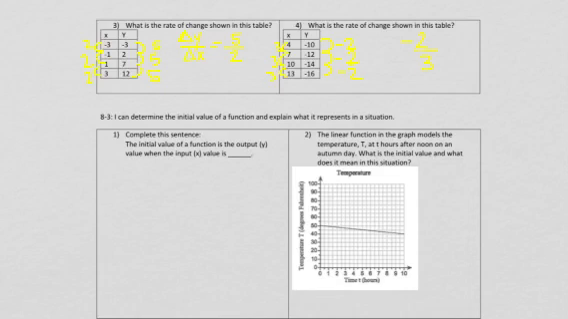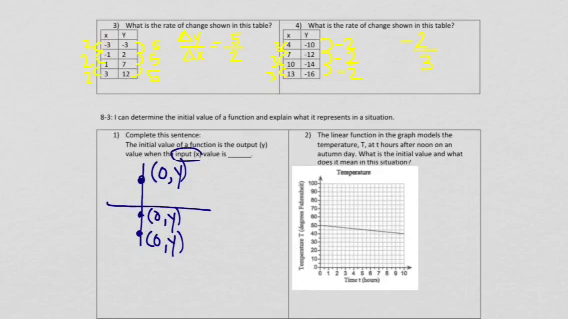Moving on to section 8.3, I see that many students did not understand this question. Complete the sentence. The initial value of a function is the output y when the input is what? So if I take a look at a graph, I know my y-intercept could be here, or it could be down here, or it could be here. But what do they have in common? It's always 0 and then whatever y is. This is 0 and whatever y is. 0, y. So here the input x will always be 0 for an initial value.